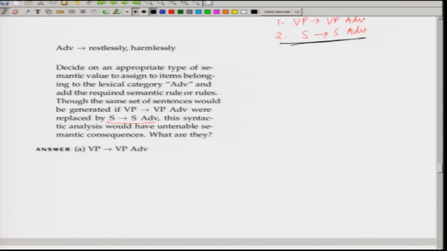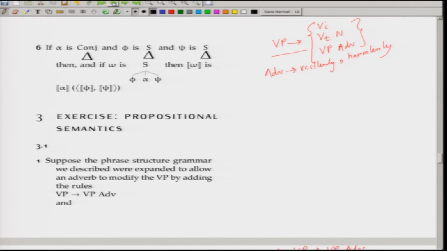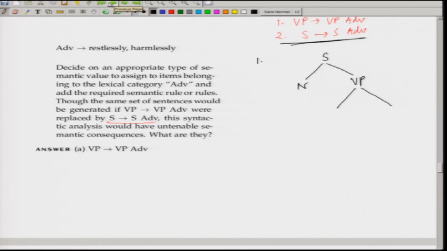We take a very simple sentence. How to derive it? There are two derivations. We take the first one, which goes like this: S goes to N and VP. Now VP can have three roots, as we have seen: VP can either go to VI, or it can go to VTN, or it can go to VP ADV. We just take the third root.